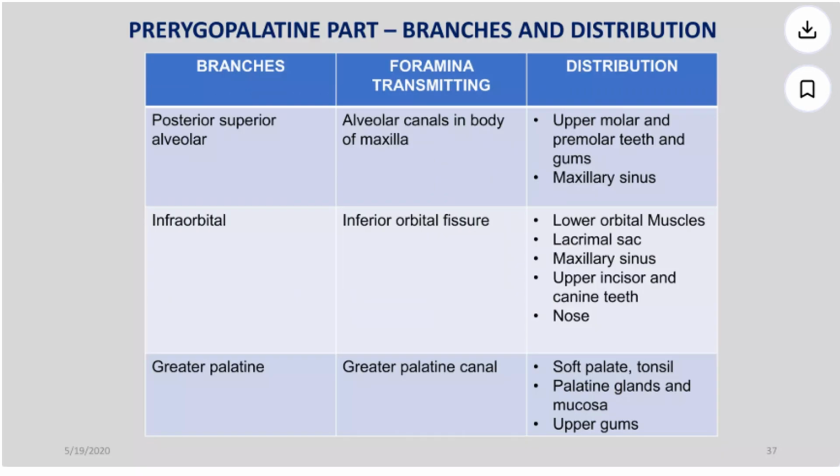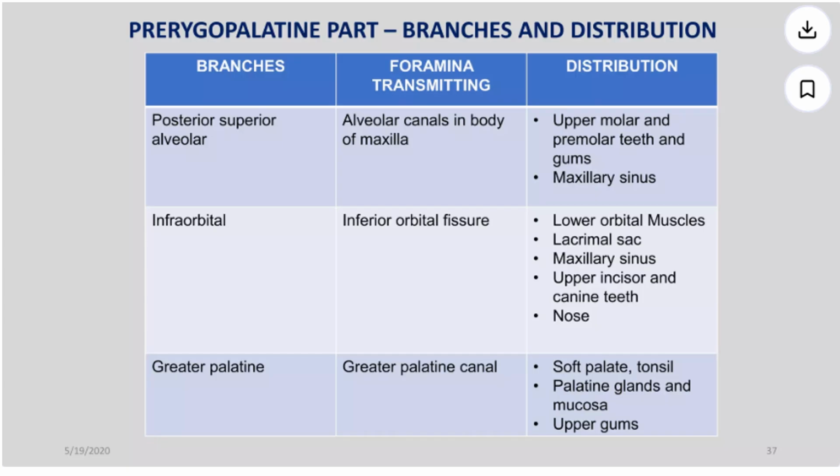Coming to the pterygopalatine part, that is the third part of the maxillary artery. The first branch of the pterygopalatine part is posterior superior alveolar artery. It transmits through the alveolar canals in the body of the maxilla, which distribute to the upper molars, premolars, and the maxillary sinus. We have infraorbital artery, which comes out through the infraorbital fissure. It supplies the lower orbital muscles, lacrimal sac, maxillary sinus, upper incisor teeth, canine and nose part.